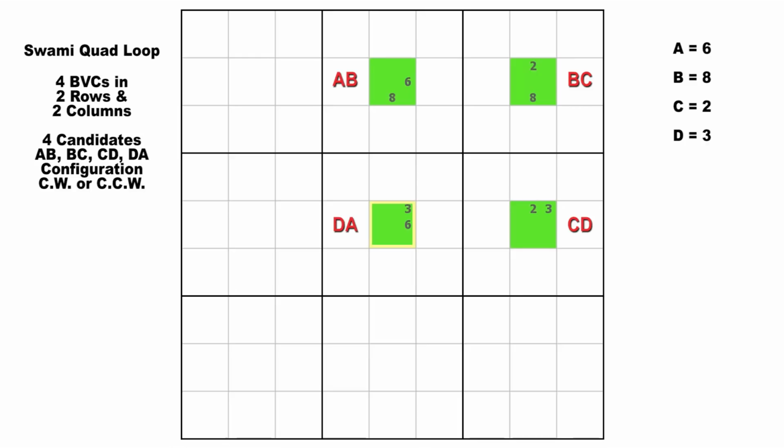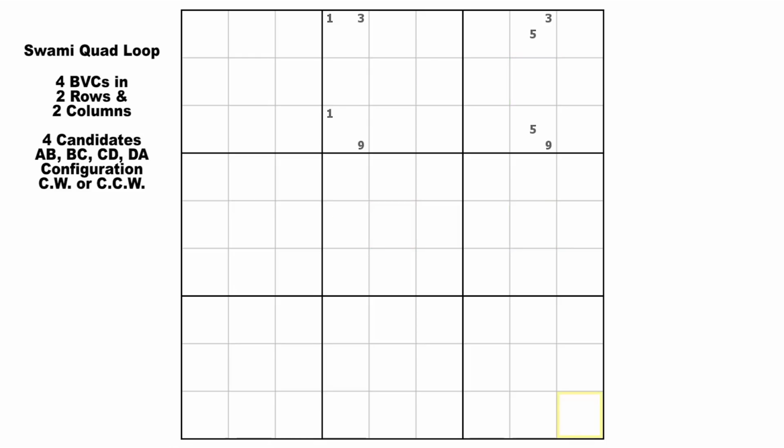Now in all the examples so far, the 4 cells have been situated in 4 blocks like this, which allows candidate eliminations in 4 houses, i.e. the 2 rows and 2 columns containing the 4 cells of the pattern. But the 4 cells of a Swami Quad Loop can also lie in 2 blocks, with 2 of the cells in each block, which would be situated in one chute like this. So now, not only can you make eliminations in the 2 rows and the 2 columns, but you can also make eliminations within those 2 blocks. We've got AB, BC, CD, and DA, right?